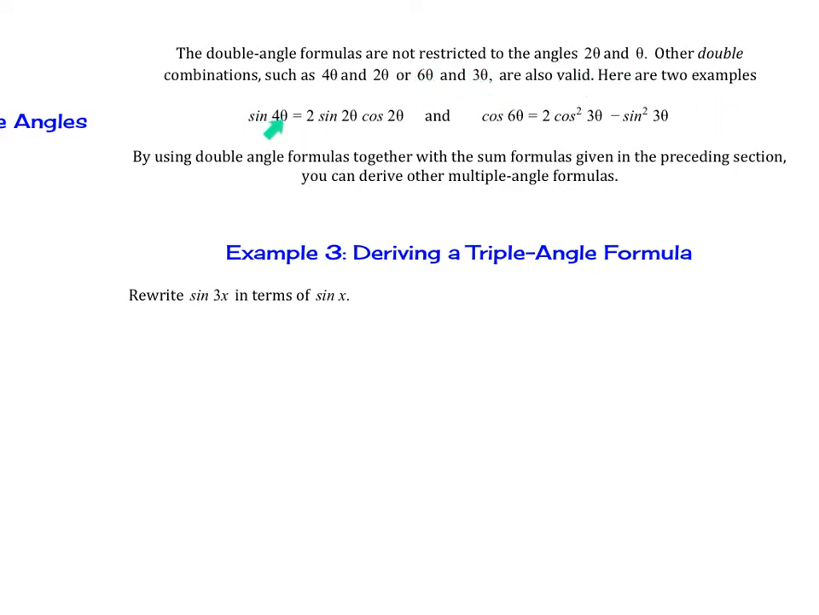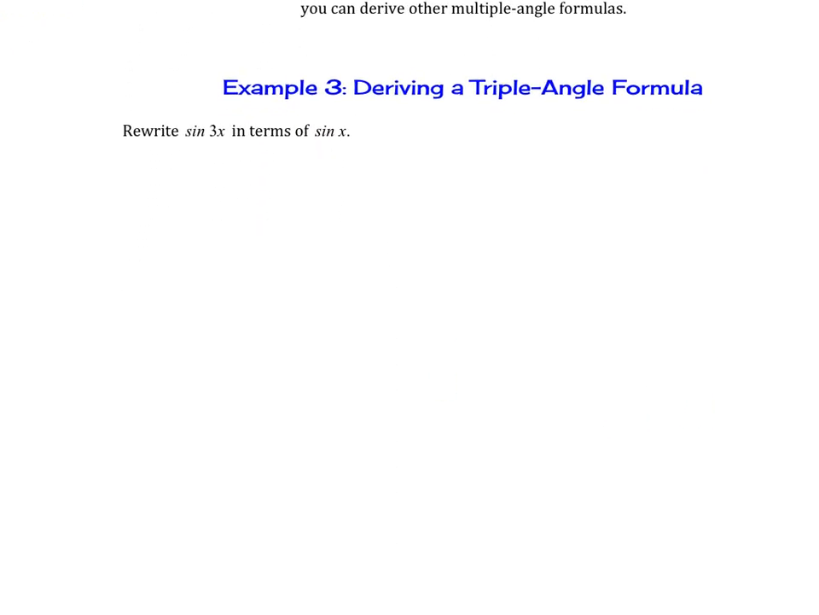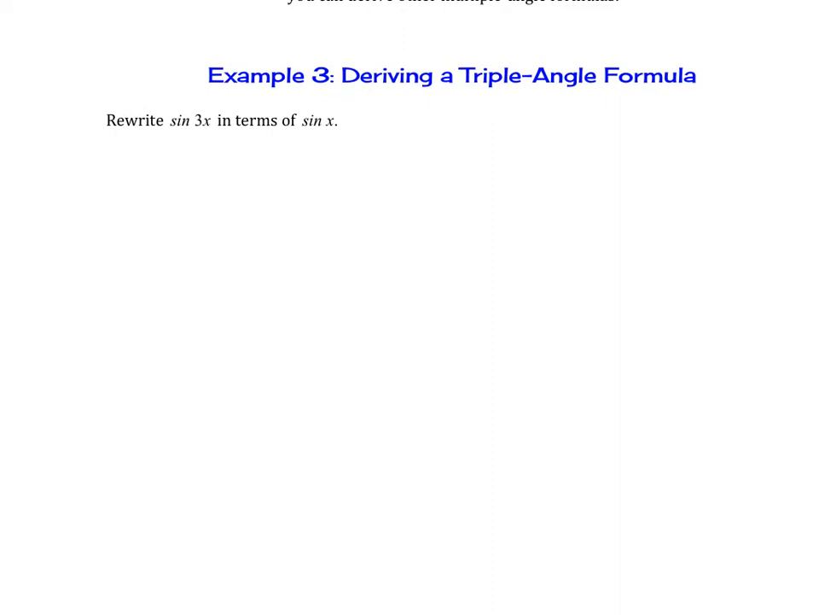You see sine of 4 theta, we can write as 2 sine of 2 theta cosine of 2 theta, and cosine of 6 theta is 2 cosine squared of 3 theta minus sine squared of 3 theta. So by using double angle formulas together with the sum formulas given in the preceding section, you can derive other multiple angle formulas. So here we're going to derive a triple angle formula. We write sine of 3x in terms of just sine of x.